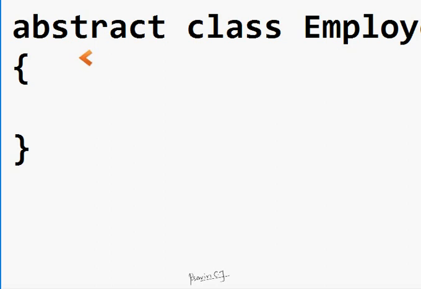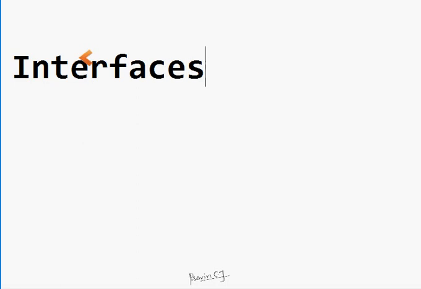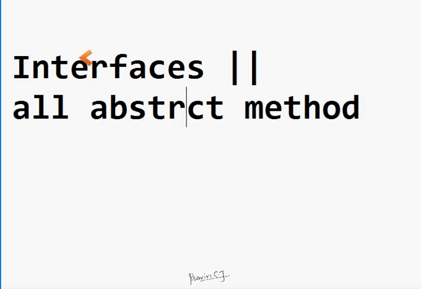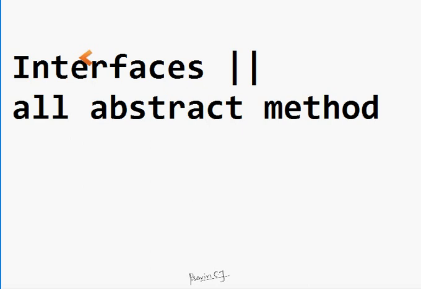And what is a pure abstract class? A pure abstract class is one where all the methods inside the abstract class are by nature abstract. Then it is a pure abstract class, and a pure abstract class is equal to what? Interfaces. That is where the term interfaces stands. All abstract methods, and interface, both are the same. There is much more to talk about on this issue.